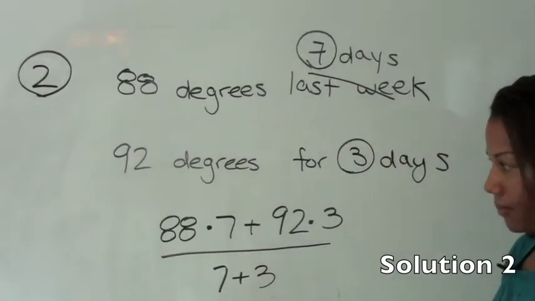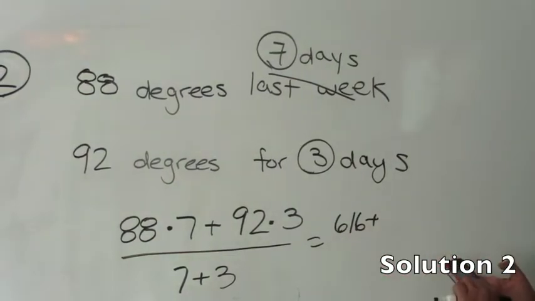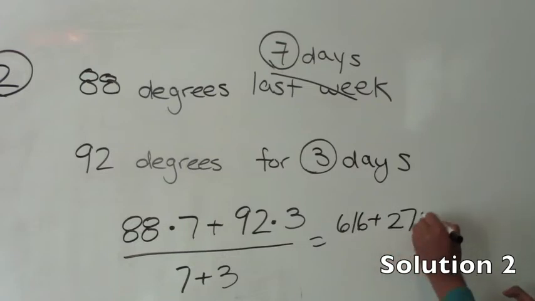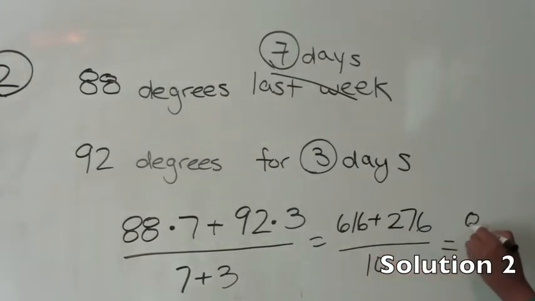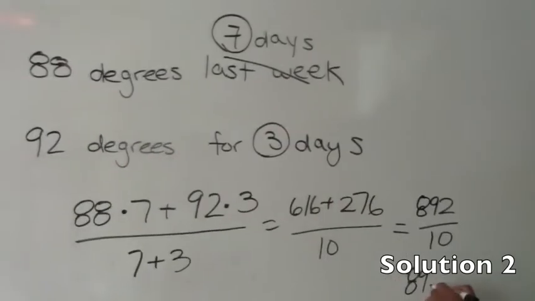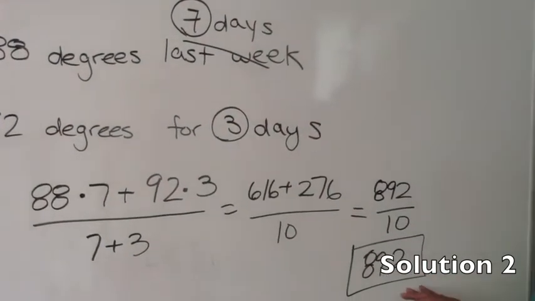88 times 7 is 616, plus 92 times 3 is 276, divided by 10. And we end up getting 892 over 10, which is 89.2 degrees on average. Okay, so the answer choice is B.